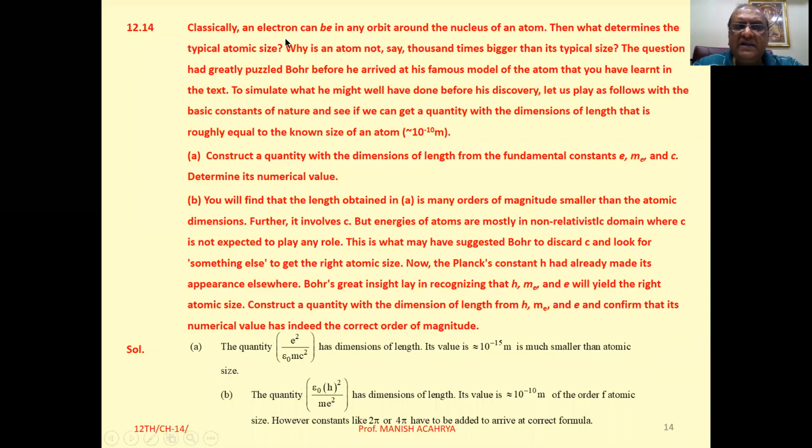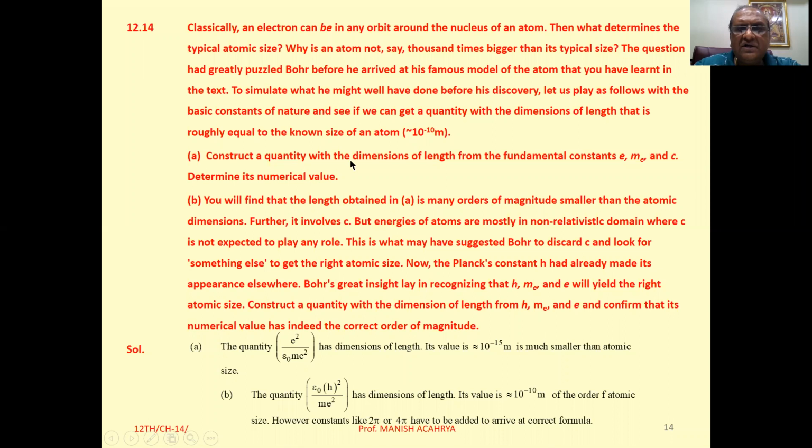Next, 12.14. Classically, an electron can be in any orbit around the nucleus of an atom. Then what determines the typical atomic size? Why is an atom not, say, 1,000 times bigger than its typical size? The question had greatly puzzled Bohr before he arrived at his famous model of the atom that you have learnt in the text. To simulate what he might well have done before his discovery, let us play as follows with the basic constants of nature and see if we can get a quantity with the dimensions of length that is roughly equal to the known size of an atom, 10 raised to minus 10 meter.